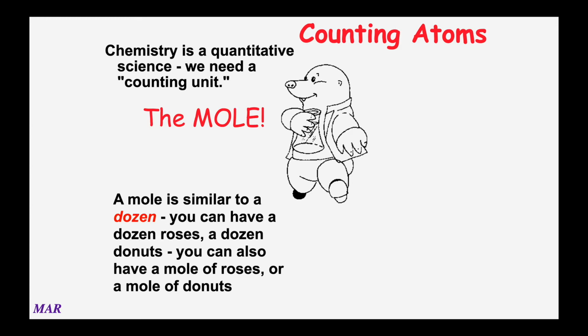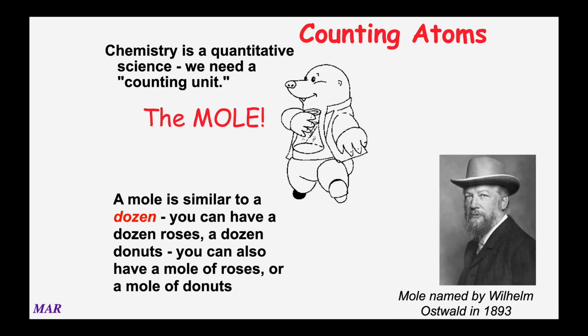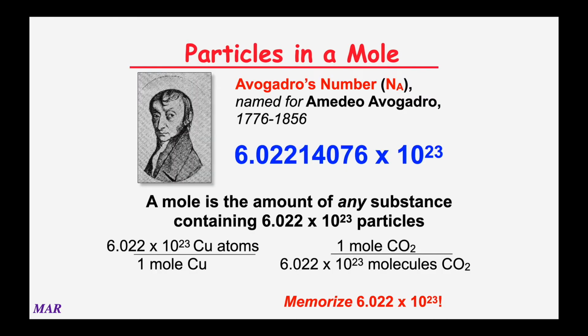The mole is really similar to the dozen. Mole was first named by this guy Ostwald in 1893. It had been proposed by a guy named Avogadro, but Ostwald was the one that thought of the name the mole, which is kind of cool. Speaking of Avogadro, he was apparently a very shy mathematician, and you can see the dates there, a long time ago. But anyway, he was the one that first proposed the idea for a number. And now we call this number Avogadro's number. Sometimes it gets the symbol N sub A.